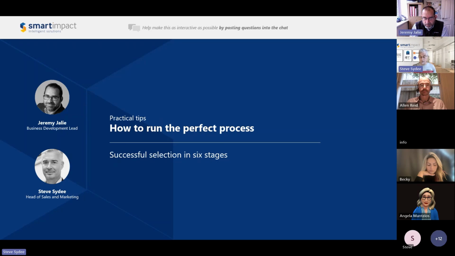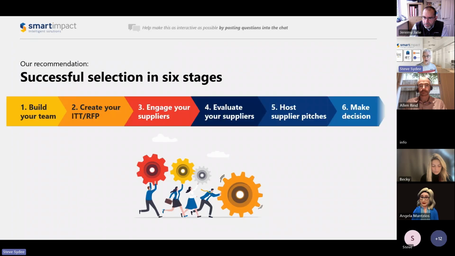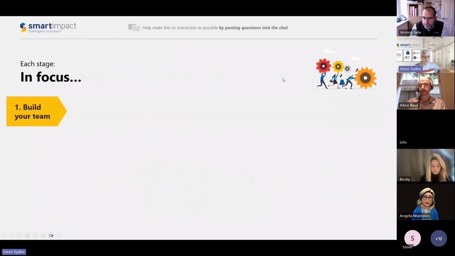So if we go to the next slide, there are 6 parts to this that we're going to cover. I'll cover the first 3, but discuss them with Jeremy, then we'll swap over. So the first one is building your team. So essentially this is you working out internally who your decision makers and contributors are.